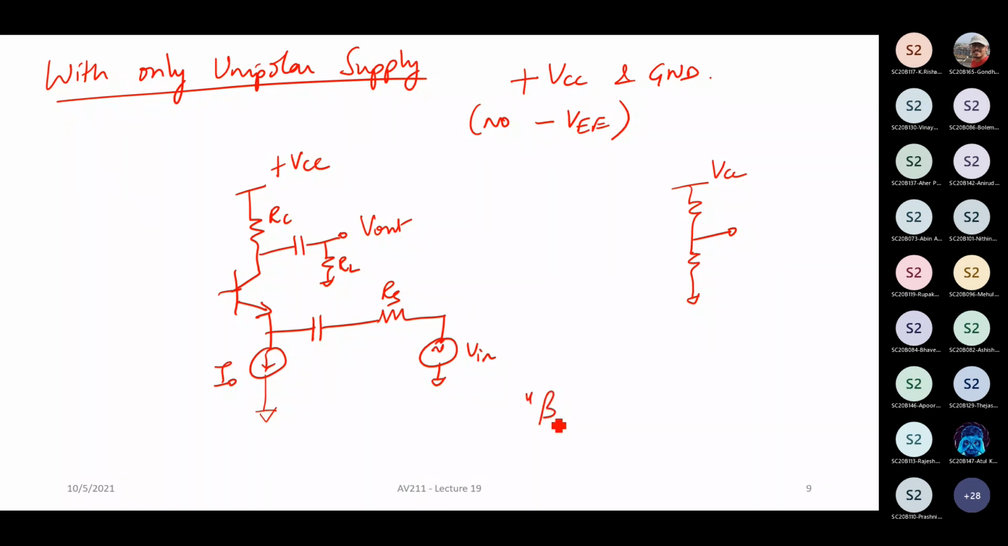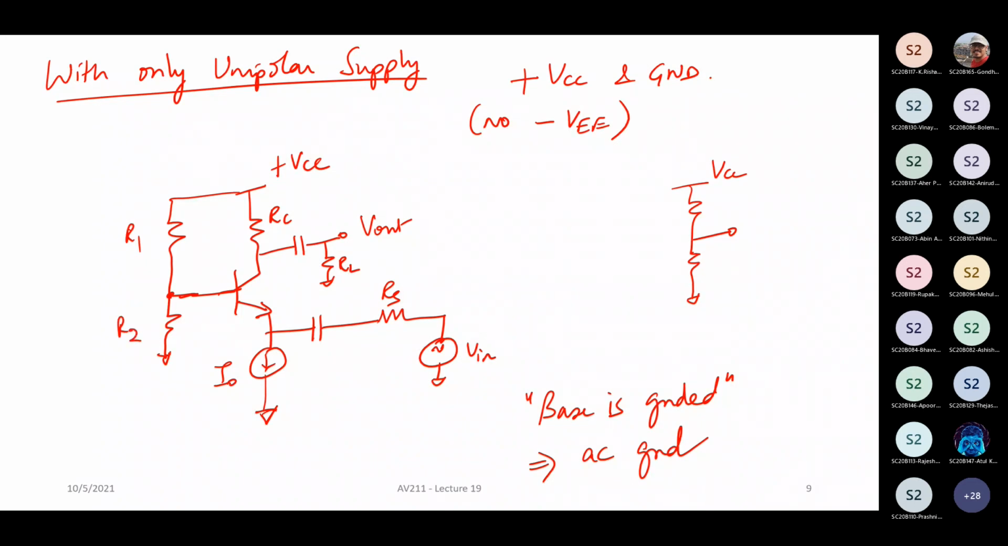So when we say base is grounded, it basically means it is connected to an AC ground. All right. So which means that you can always put one resistive divider here and ground it here. That's it. So some R1, R2 is there to provide some DC voltage to your base, and whatever DC voltage is there, you have 0.7 here, and the rest of it is across this current source. And this current source can also be implemented as a resistor. So whatever it is, that is fine.